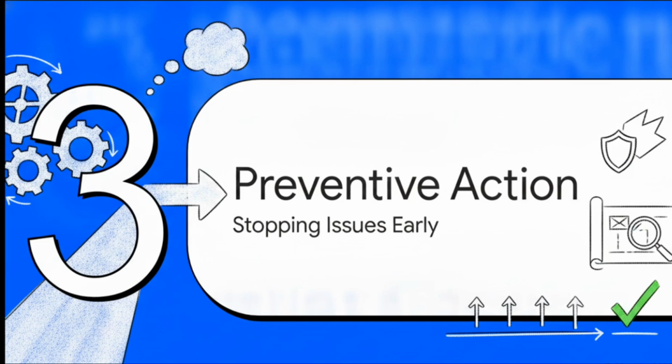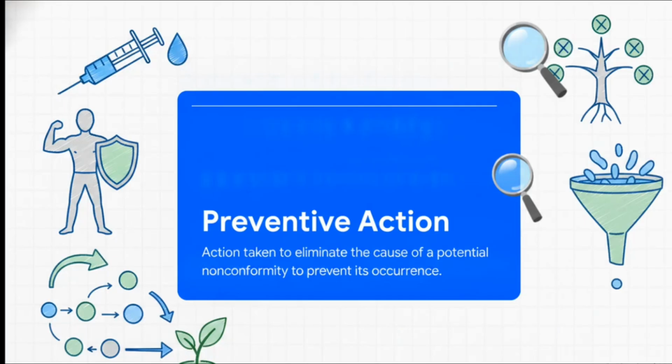Section 3. Understanding preventive action. Okay, so how do we evolve from just reacting to things and start stopping problems before they even happen? Well, that brings us to preventive action. It's a subtle but massive shift. If a corrective action prevents a recurrence, a preventive action prevents an occurrence.